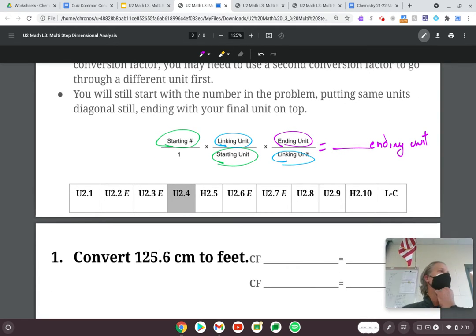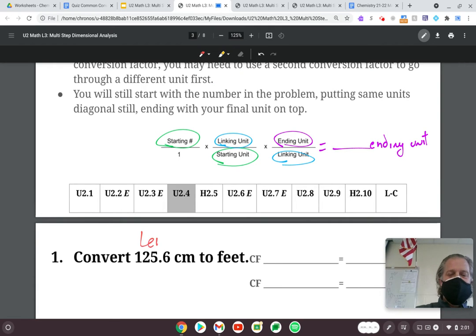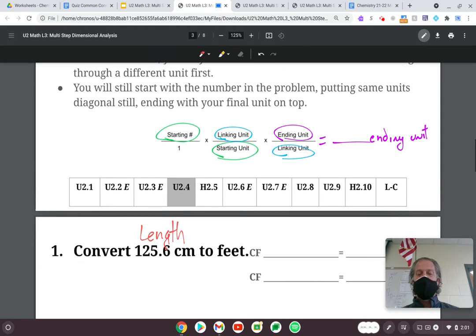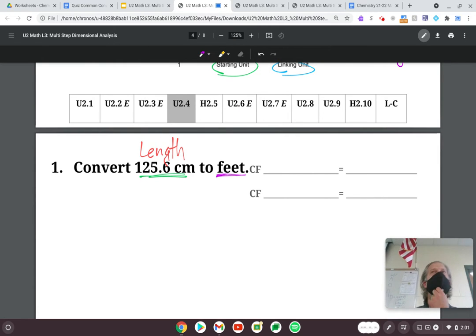Converting centimeters to feet. And so centimeters and feet, from my best estimation, is a length style measurement. And if it's a length style measurement, that means that when I'm looking at this sheet here, I don't need to concern myself with the volume or the mass columns. I only need to concern myself with the middle column, which is length, right? So now I have to figure out how I'm going to go from centimeters to get to feet, okay?